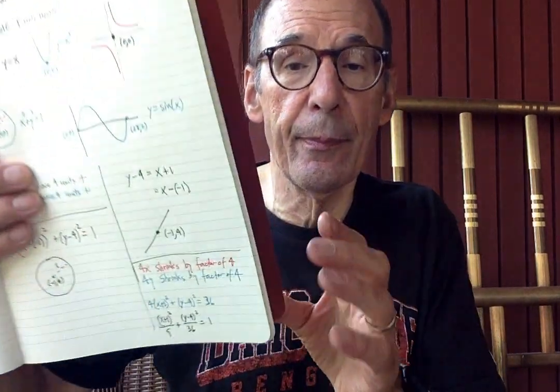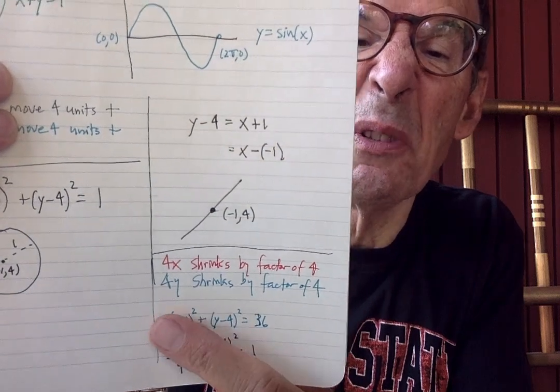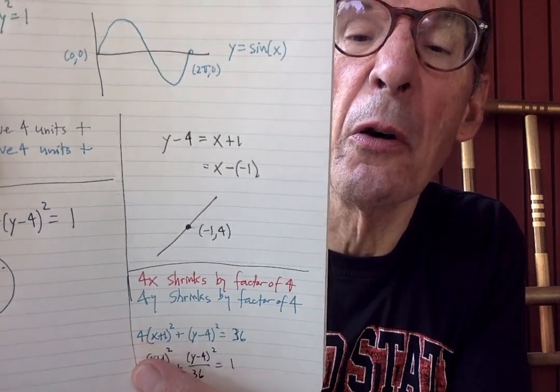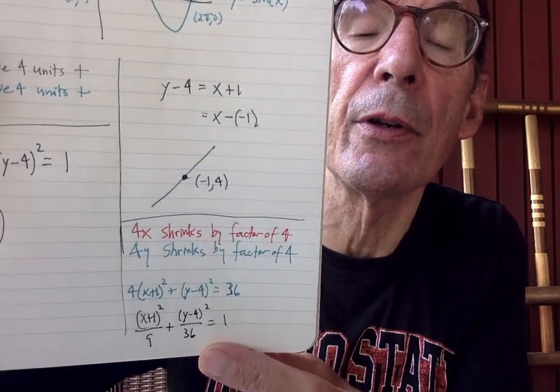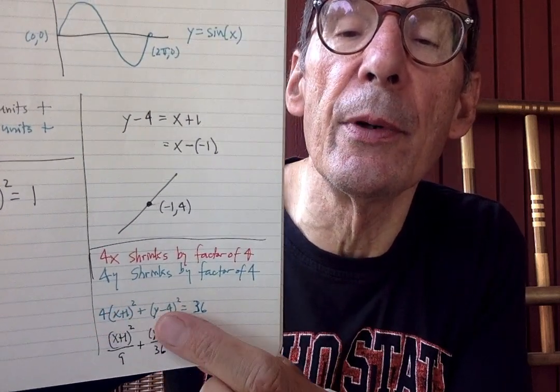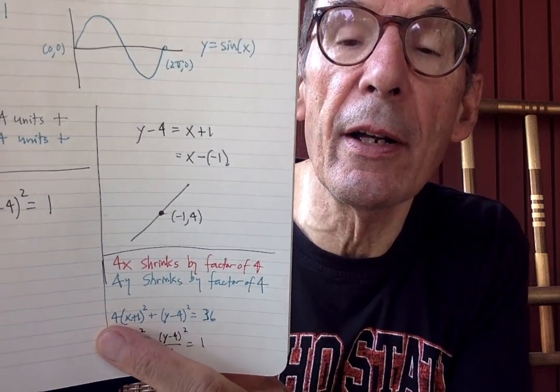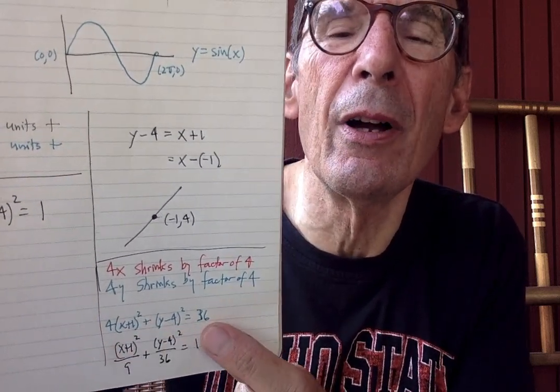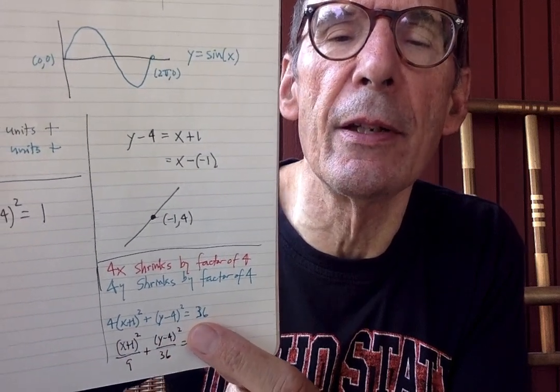And at this point, you do have to do a little bit of algebra. Divide through by 36. So we're going to get a fraction. Top is x plus 1, quantity squared. Bottom is 9. Plus another fraction, y minus 4 squared on top, divided by 36, is equal to 1. And so I divided through by 36, and 4 over 36 is 1 over 9. 1 over 36 is 1 over 36. But what we've done here, if you look at the original form, is shrunk x by a factor of 4. Well, we haven't quite done that. So we need to divide through by 36.